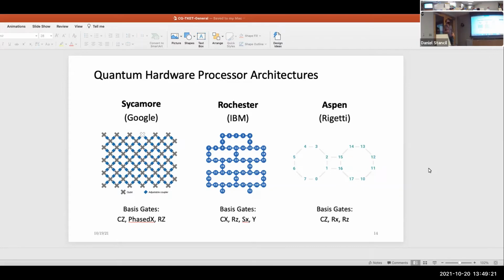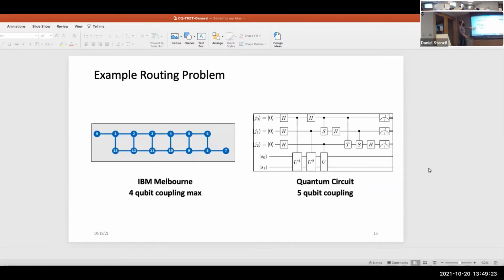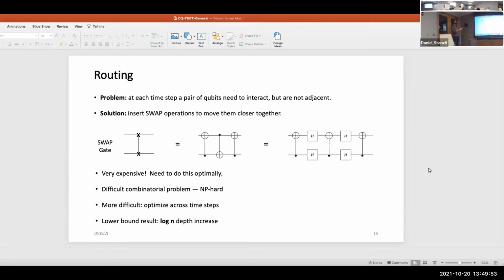And to give an example of how important this is, on the left-hand side, this is IBM's Melbourne machine. And you see that it has at most 4 qubit couplings. So at most, 1 qubit is talking to 3 others. On the right-hand side, this is a circuit which has some 5 qubit couplings. So you see the 2 qubits on the bottom, they're talking to each other as well as the 3 on top. So naively, we might think there's no way to run that circuit on the right on the machine on the left. That's actually not true, but what you have to do is something called routing.